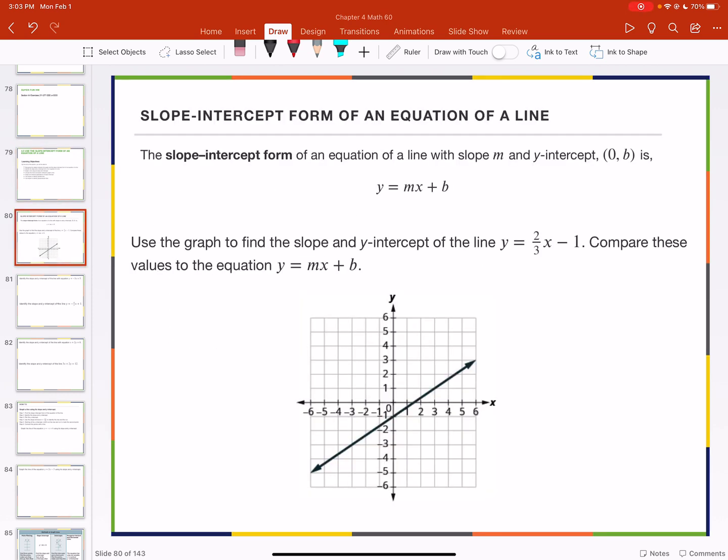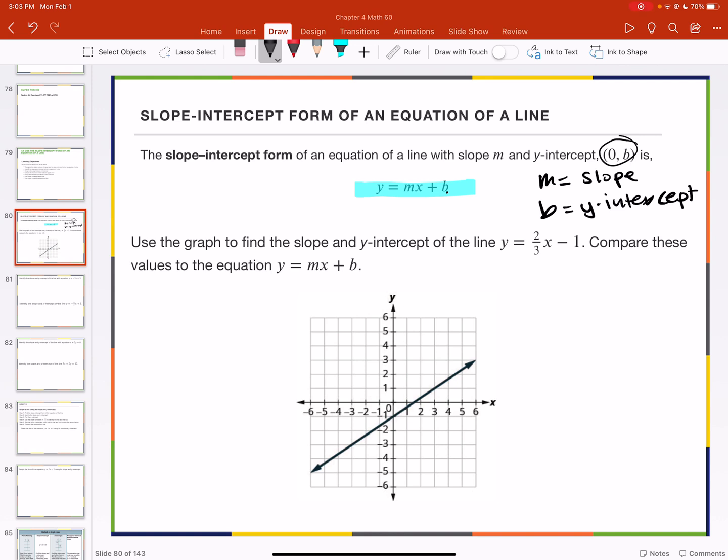So let's get started. First of all, what is the slope-intercept form of an equation of a line? It's this. It's very popular, y equals mx plus b, where m represents the slope and b is the y-intercept. So if you have the y-intercept located at the point (0, b), it's that same b, okay?